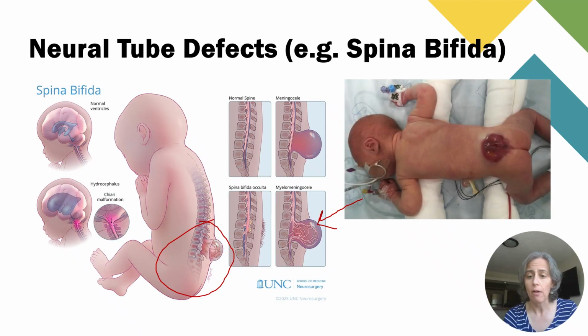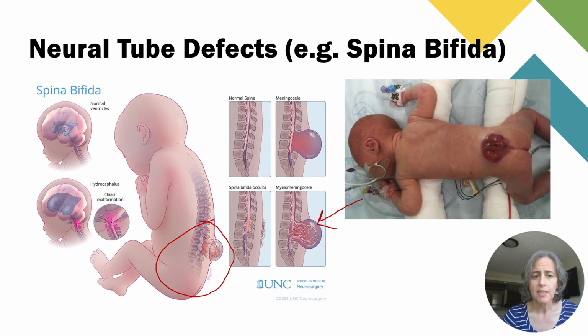So you can see that. That red mass at that baby's lower back there actually has spinal cord and nerves in it. As you can imagine, that's not where spinal cord and nerves belong, so this can be devastating. This baby obviously is in the ICU. They have lots of tubes and monitors on them. They are going to have surgery to put this inside the body where it belongs.